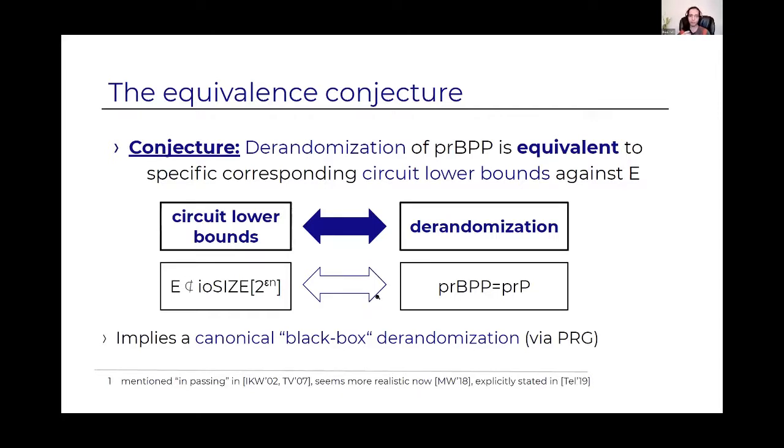And the importance of the equivalence conjecture is twofold. First, it says that two fundamental questions in complexity theory are the same question in disguise: circuit lower bounds and de-randomization, which a priori do not look like the same question at all. And secondly, it says that there is a canonical black box way of doing the randomization via PRGs. If we can do the randomization in any way, we can do it via PRGs.